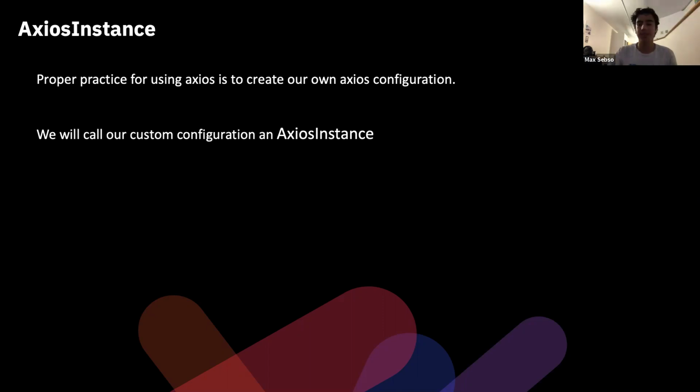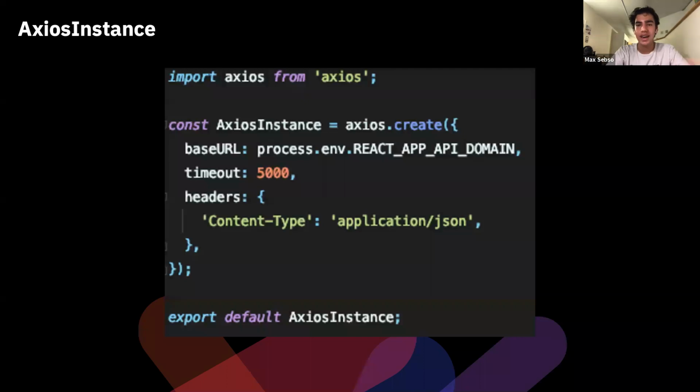And we'll see in one second what Axios Instance may be. What I mean by Axios Instance is just the custom configuration that I'm calling our custom configuration for Axios. And what that is going to look like for us is this file. This is all that's in the file.